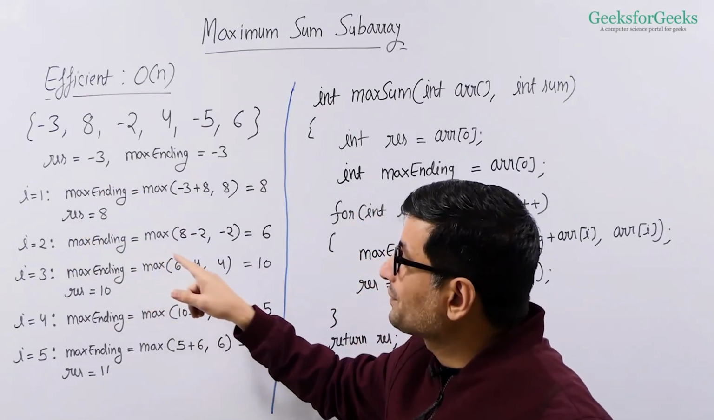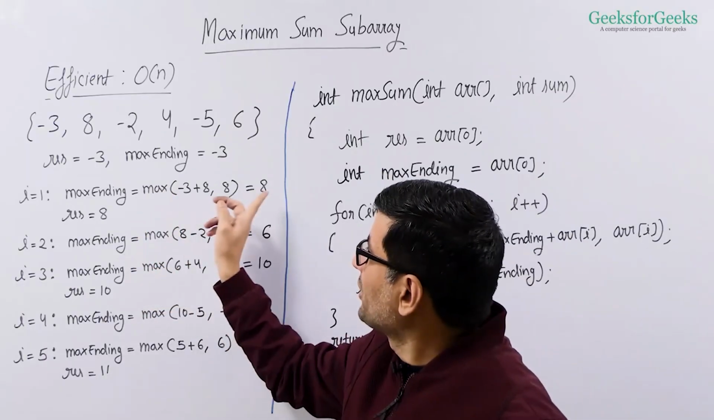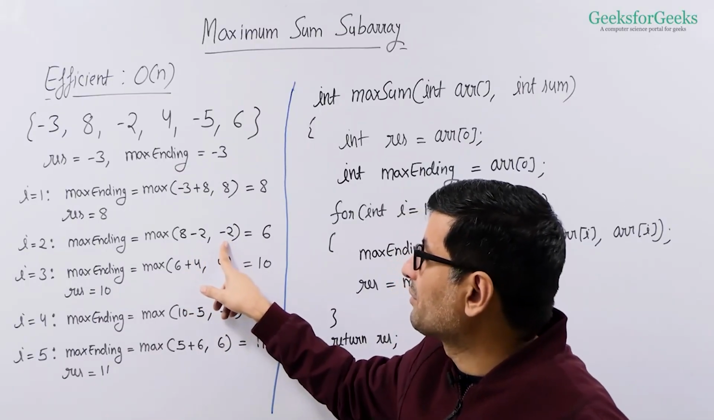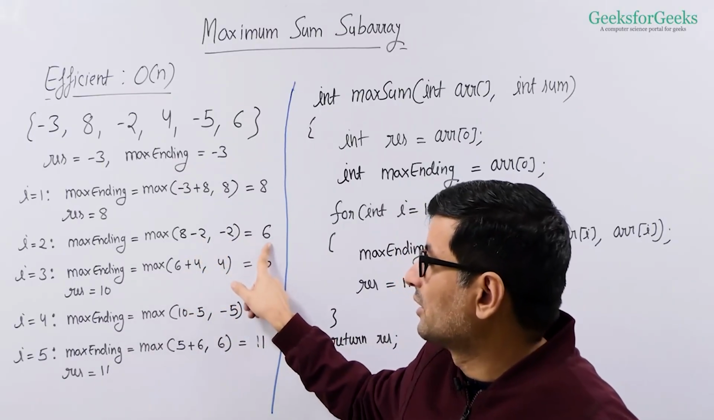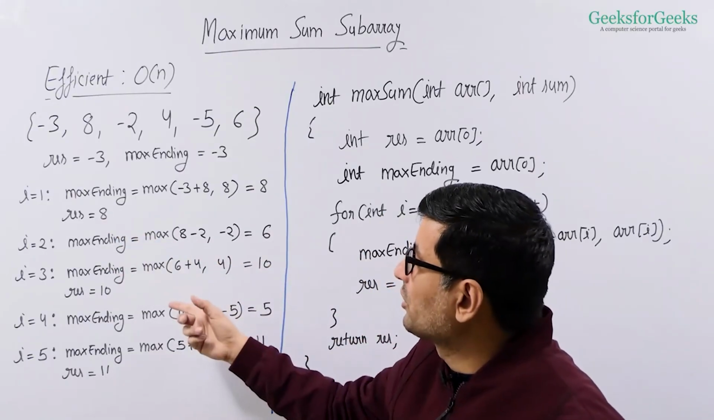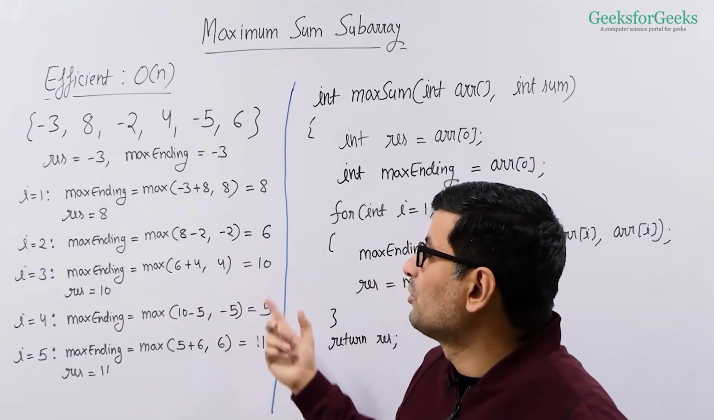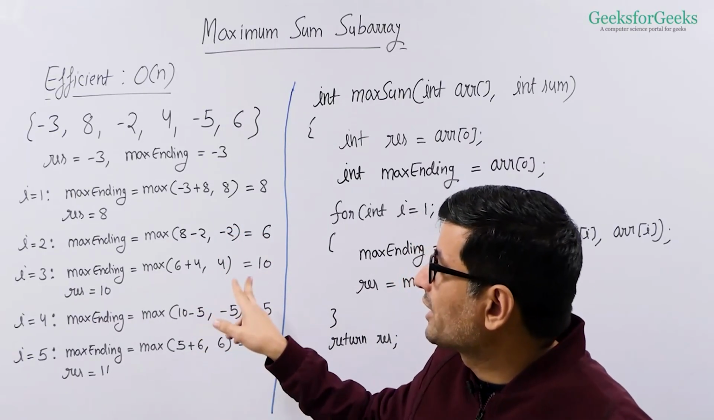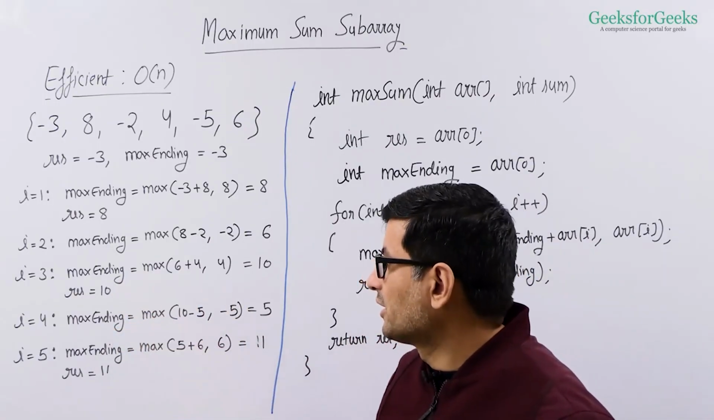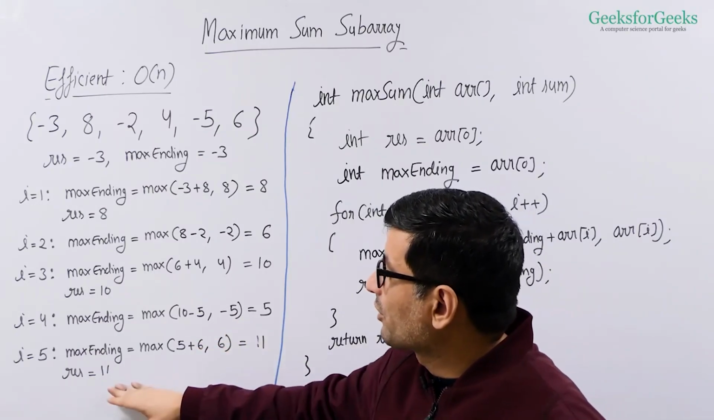For I equal to 2, we again have two choices. We either extend the previous max ending 8, we add minus 2 to it, or we start a new one, minus 2. Maximum of these two is 6. This is not greater than the result, so we do not update the result. For I equal to 3, we again have two choices. We either do 6 plus 4 or we do 4. We take the maximum of these two, we get 10, and this time the maximum is more than the result, so we update the result.